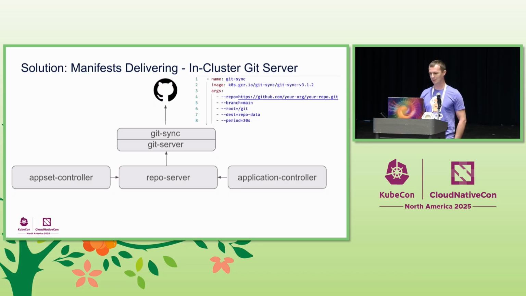Git-sync simply works as a cron job, as a sidecar, and it pulls the most recent version of the manifests to the local Git. That was a very simple but pretty effective solution. Once we did it, we haven't seen issues with that.